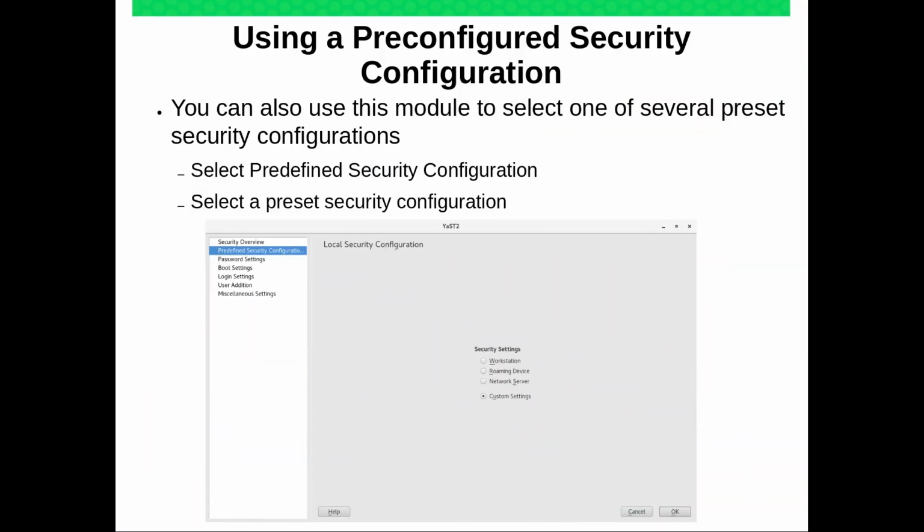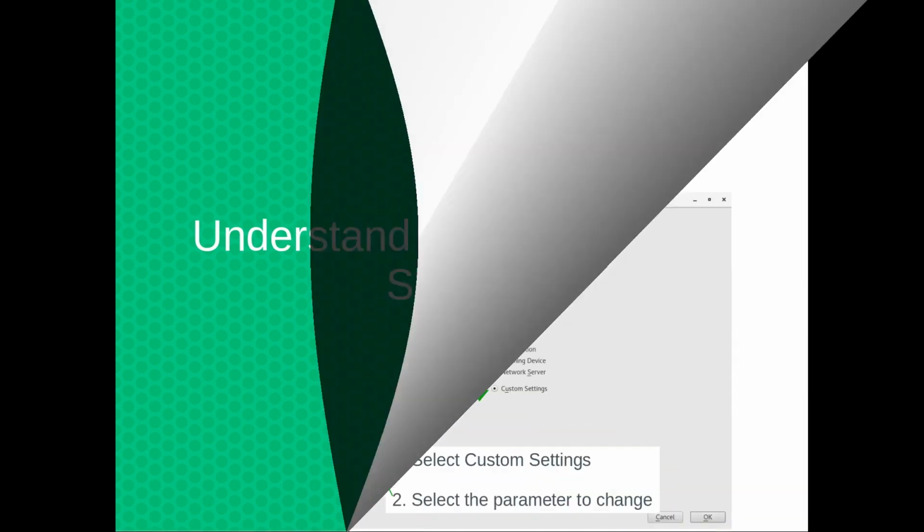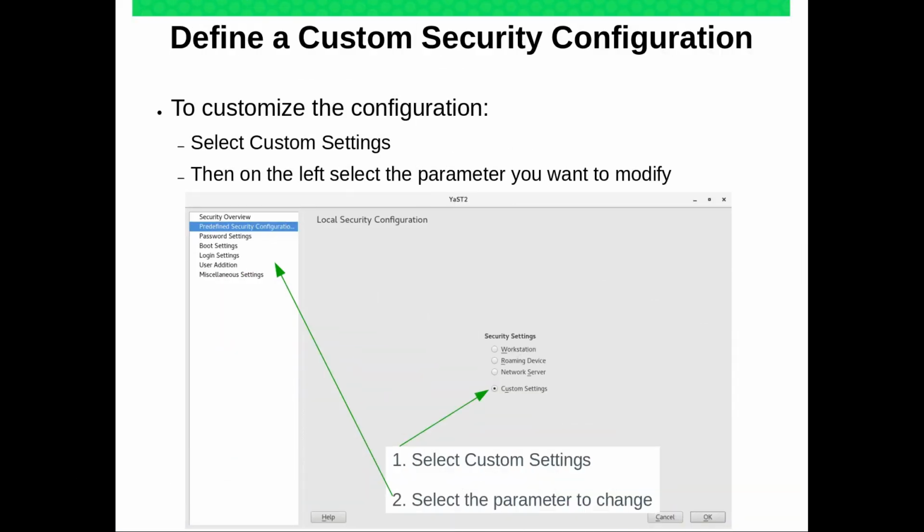Now we can use this module as described. If we click the predefined security configuration under this security module, we can select predefined settings or use custom settings in order to have our own direct control of what's going on in SUSE Linux. So what are the custom security settings that we most likely would work with? Well, if you select the custom settings, it would be any of the items on the left that you change will automatically be moved or be a part of the custom settings you've defined.